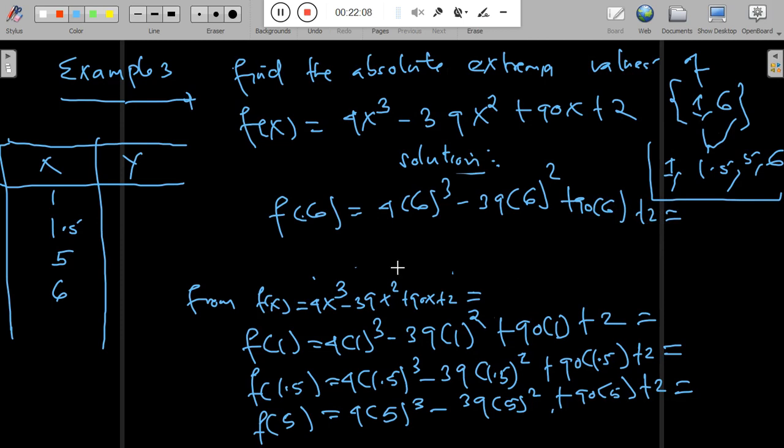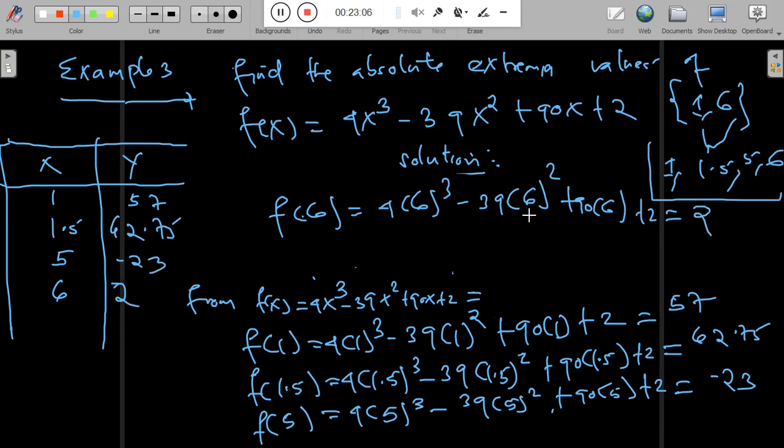So the value of the function at 1 will be equal to, when you make the subtraction and addition over there, 57, and the second function will be equal to 62.75, and the third function will be equal to negative 23. But also the last one, the function of 6, will give out 2.